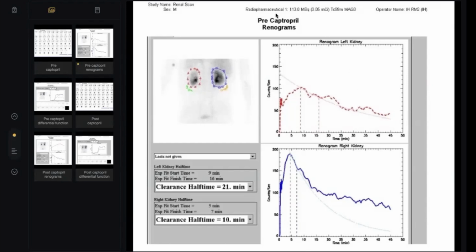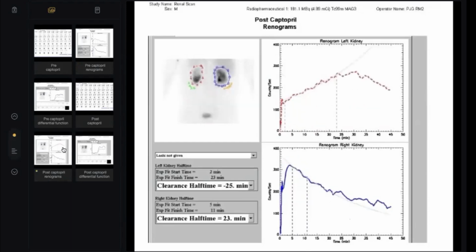This is a pre-captopril study. Why should we do a post-captopril? Because captopril blocks the renin-angiotensin mechanism. So it will disclose the compensatory mechanism in the diseased kidney. What happened here? The artery here is stenosed.